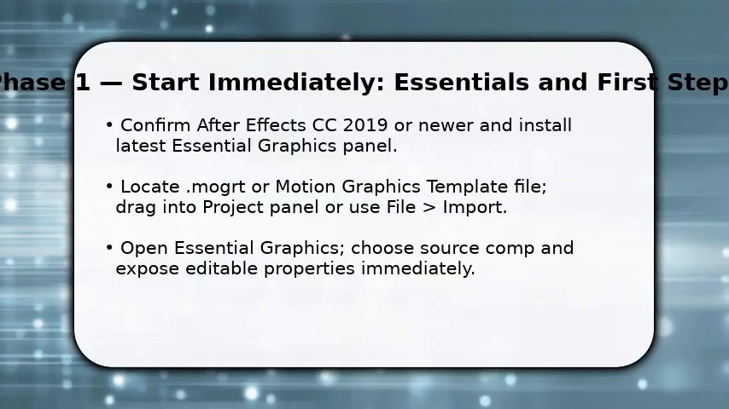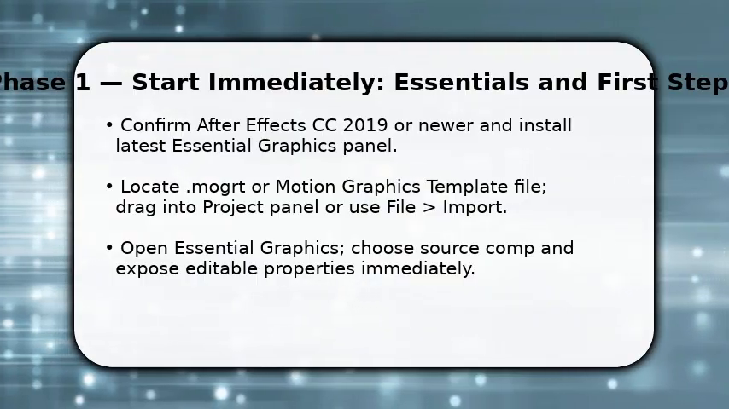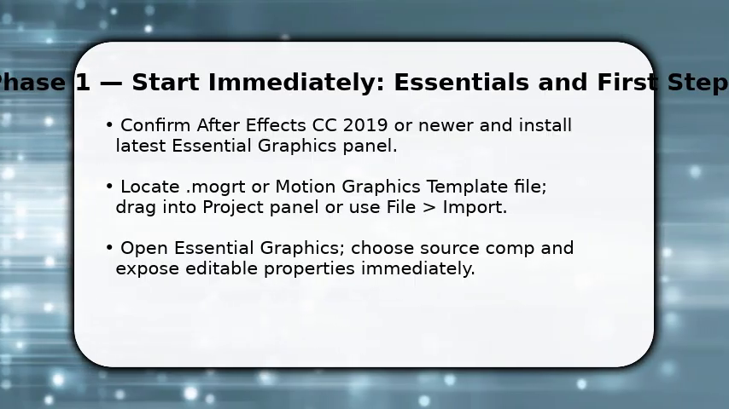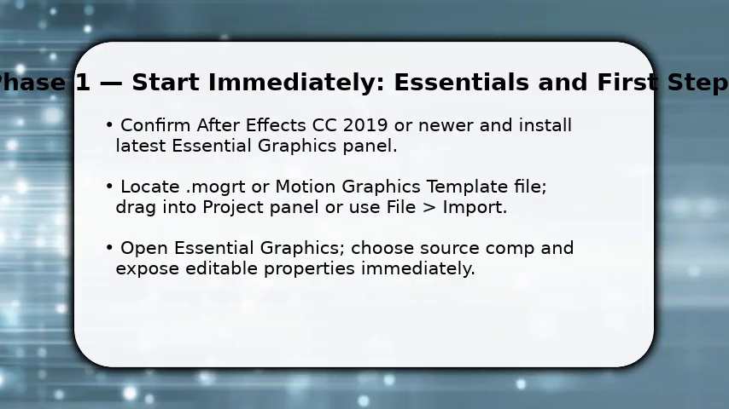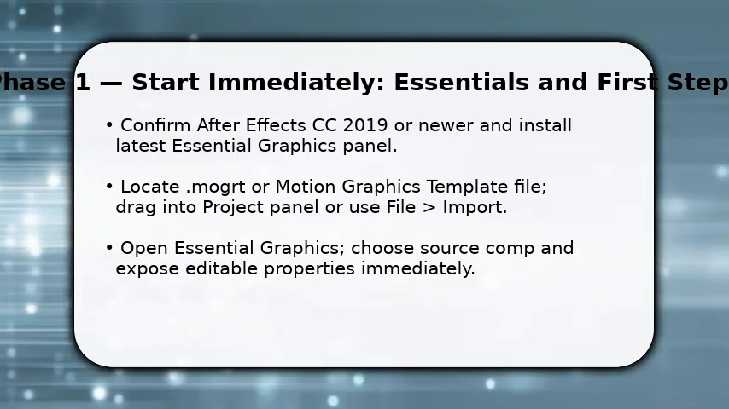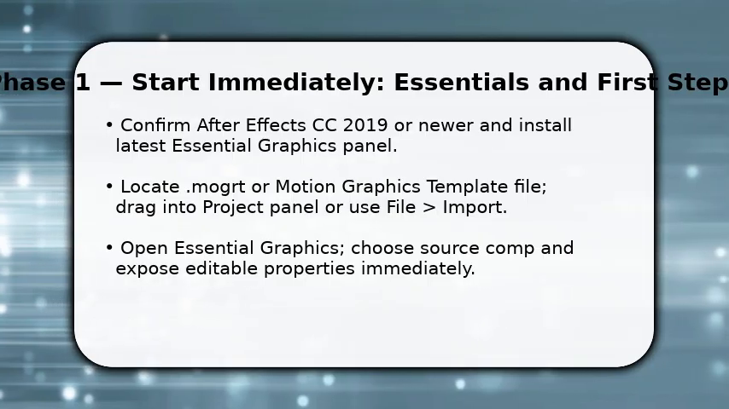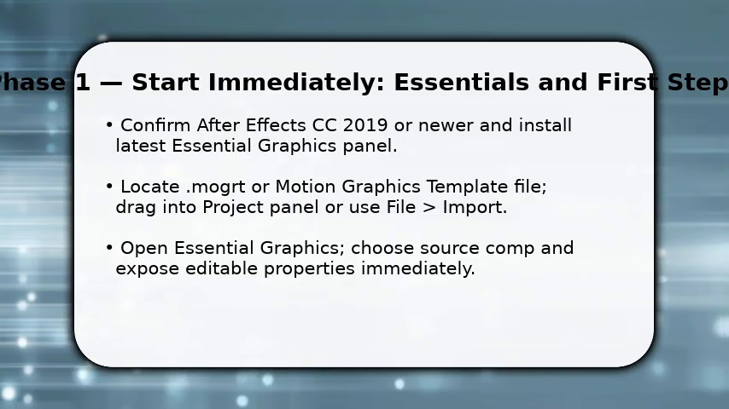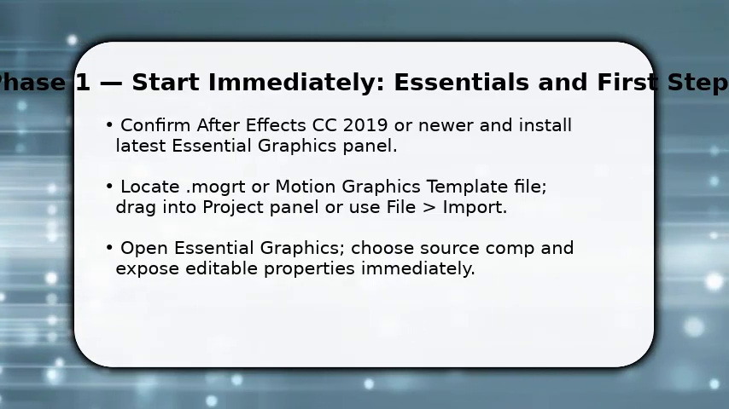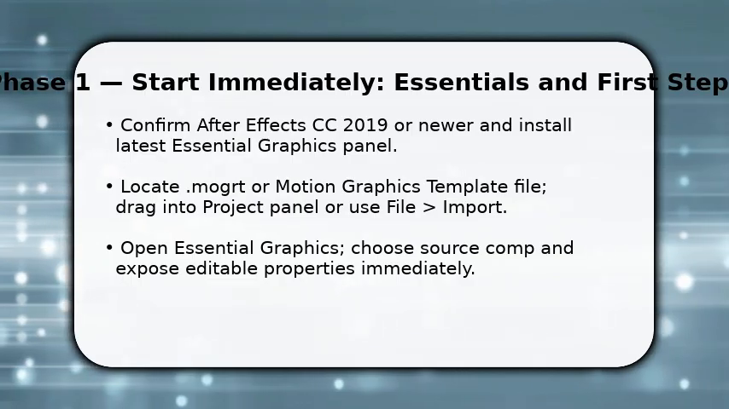Enjoy the video. You start by verifying After Effects CC 2019 or newer and opening the Essential Graphics panel. Once done, import the Mogrt or template comp directly into your project panel. Do not waste time with extra folders. You pick the main composition as the source in Essential Graphics, then drag properties, text, color, motion into the panel.